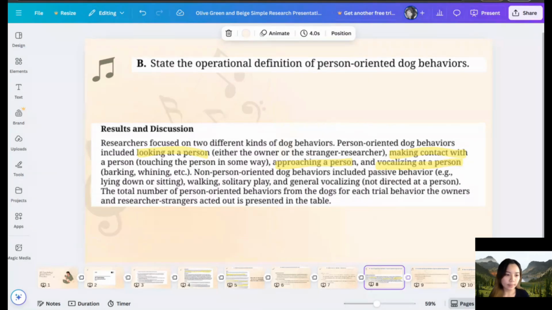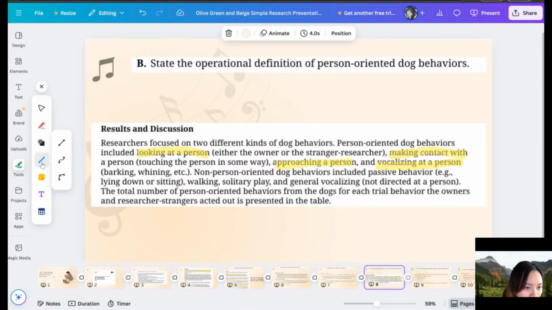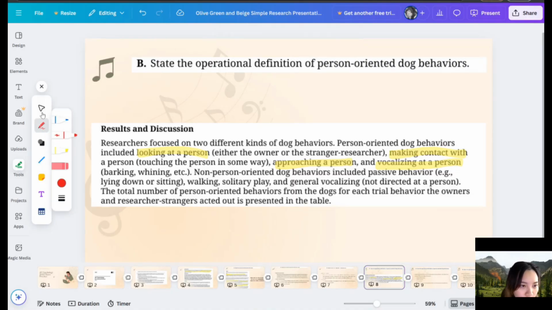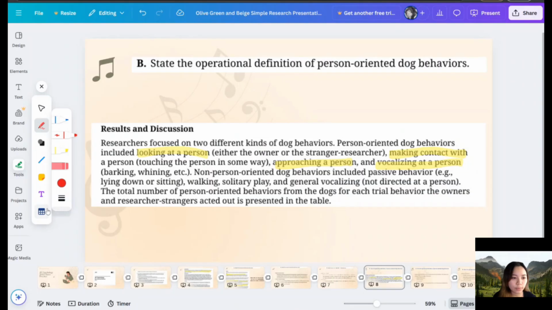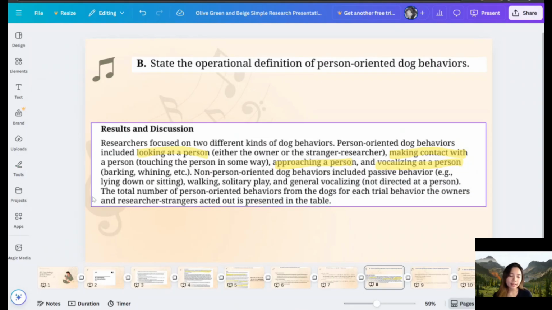Okay, let's go into the second one. Let me see if this one will be helpful. Haha, right here. Okay, no, okay, right here. Anyway, let's ignore that.